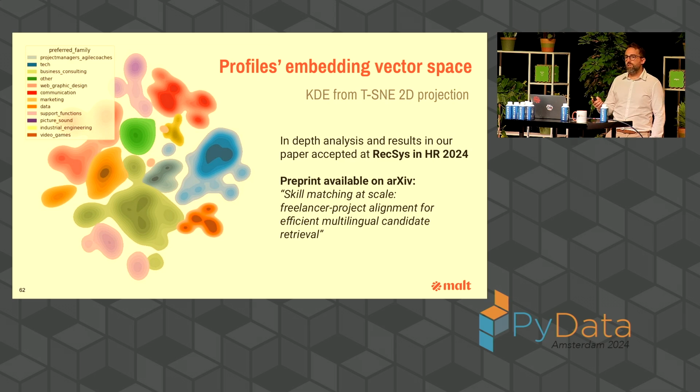But to give you an intuition of whether that approach is actually working, we're showing here a density plot of the freelancers colored by their job family. I don't know if you're familiar with this kind of plot, but basically the darker it gets, the higher the density bump. So you can read it like a map. And you can sometimes spot several bumps within a job family.